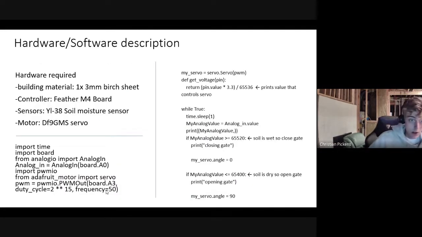So the hardware: I used a sheet of 3mm thick birch to make my sluice gate. I used a Feather and FeatherWing board, a soil moisture sensor, and a servo. And in my code, you can see over here that we start by having the sensor spit out a value, and then that is converted to an analog value. And then if that analog value is below a certain amount, the soil is dry, so it has to open the gate. And if it's above a certain value, the soil's wet, so you have to close the gate.